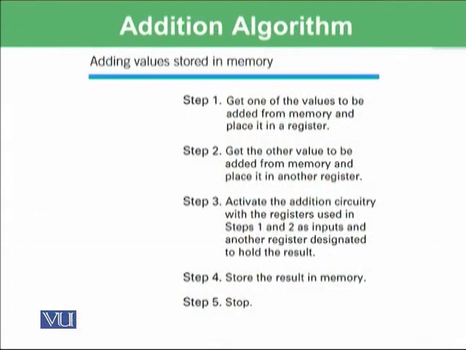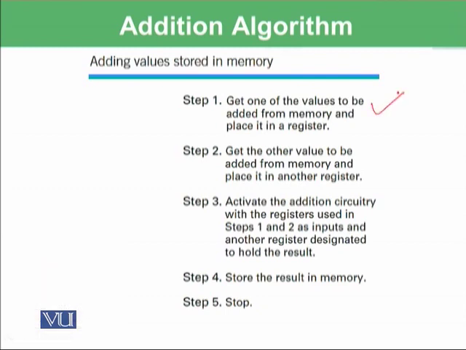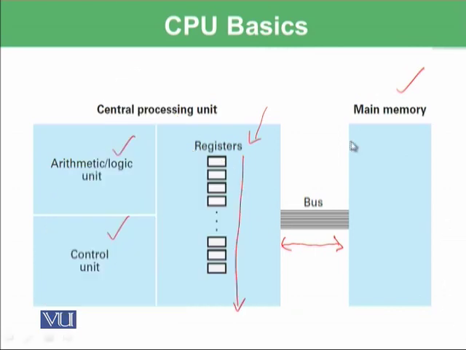For example, if we want to see how two numbers are added within the computer, of course it would be done by the central processing unit, the processor. The first step would be to get the first number from main memory. The second step would be to get the second number from main memory, and the third step would be to activate the addition circuitry within the CPU and then store the result in memory, and then at the end there is a stop.